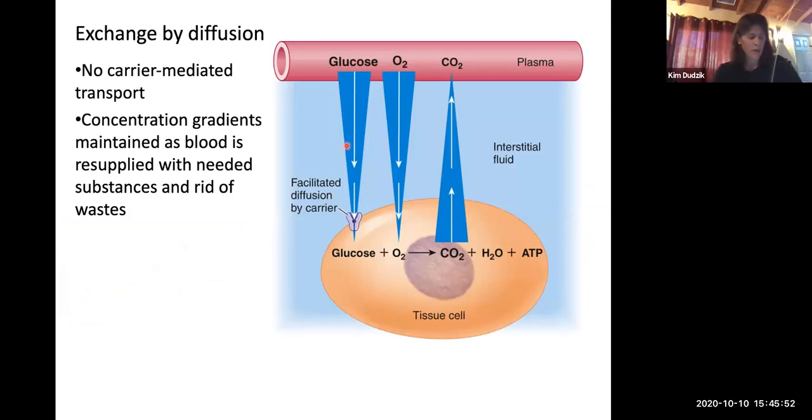Again, we can get exchange by diffusion, and those tend to be small nonpolar molecules, but even glucose can diffuse out of the capillaries, because remember that in some capillary beds, they're very leaky. They have big pores, so things can leak out. But to get into the cell, for example, glucose needs a protein carrier. So that enters by facilitated diffusion. It's still diffusion, no ATP. But these others are just pure diffusion. We don't need any carrier protein.